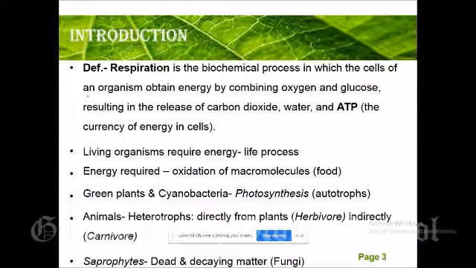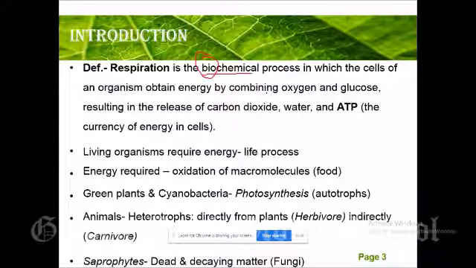So what is respiration? It is a biochemical process. Why is it biochemical? Because it takes place in the living organism. Anything that involves a living organism, we call it bio. And chemical, because it includes chemicals like food in the form of glucose, ATP, and energy molecules. So it is a chemical process that takes place in the living organism. That is why we call it a biochemical process.